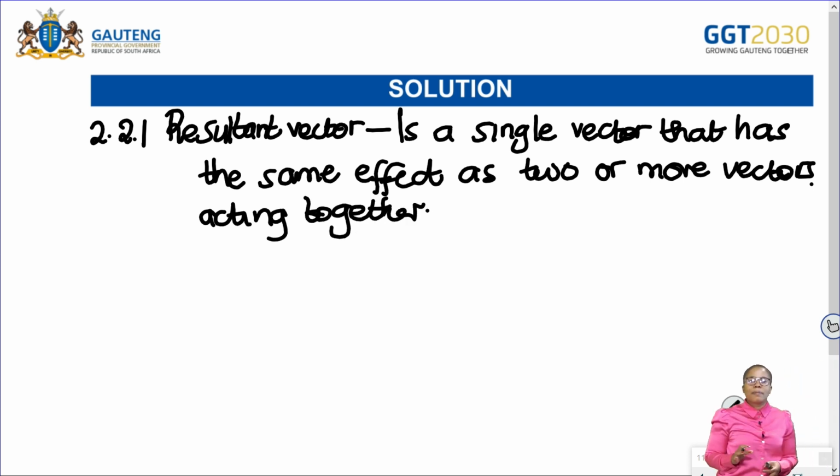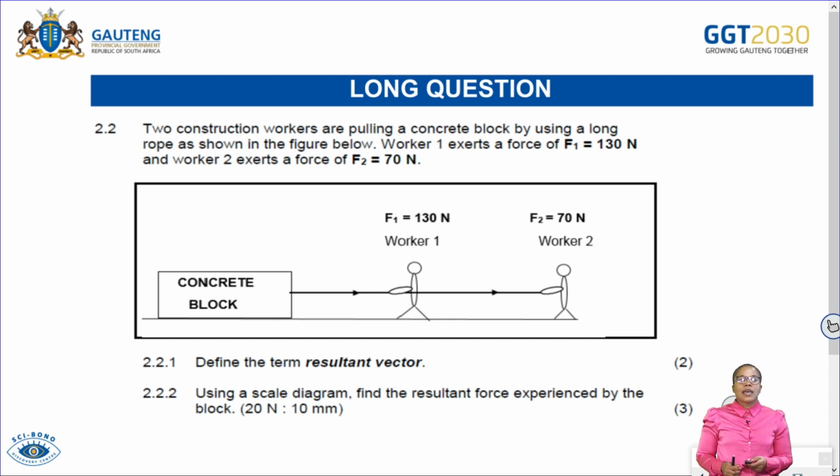Remember, your definitions are very important because they allow you to calculate your resultant vector correctly. If you don't know how to define it, chances are you wouldn't be able to calculate the resultant vector because you lack that proper understanding of what a resultant vector really is. Let's go back to our questions.